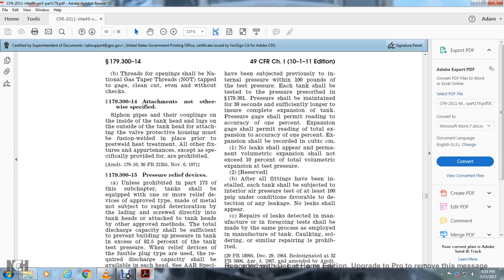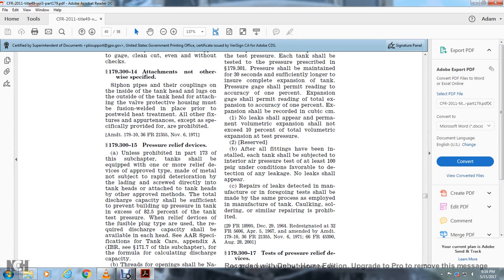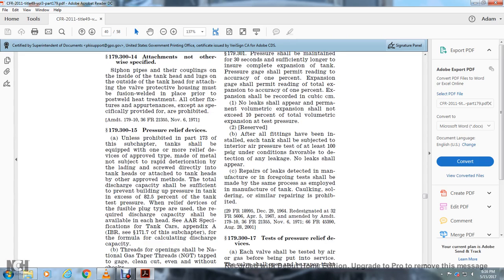at the test pressure. 2. Reserved. B. All fittings installed. Each of the tanks shall be subjected to an interior air pressure test of 100 psi gauge under conditions favorable to detection of any leakage. No leaks shall be repaired, and leaks detected in the foregoing test shall be repaired by the same process employed by the manufacturer of the tank. Caulking, soldering, and similar repairing are prohibited.